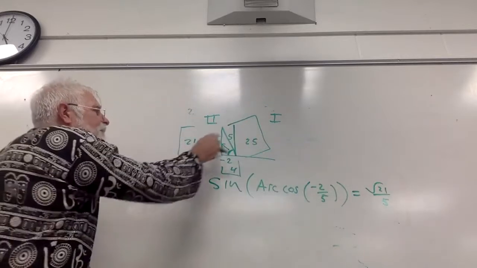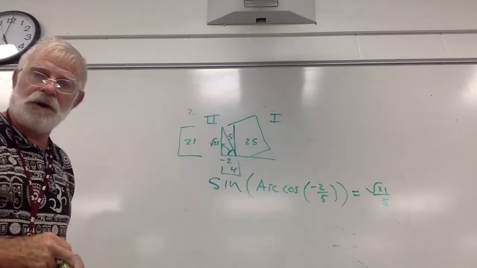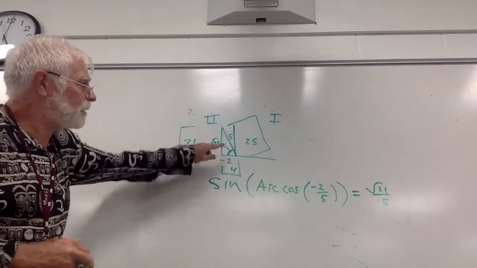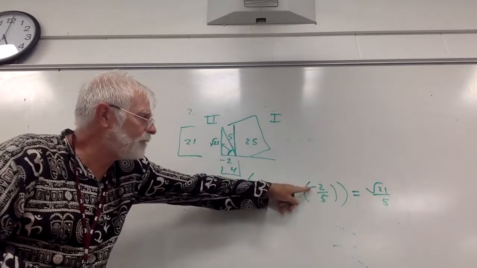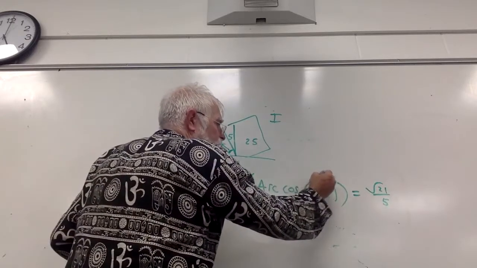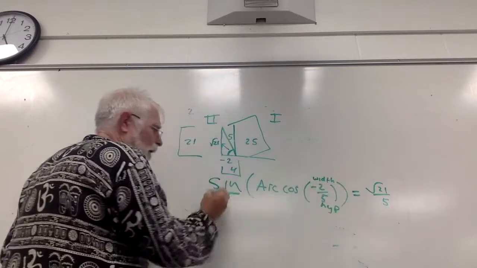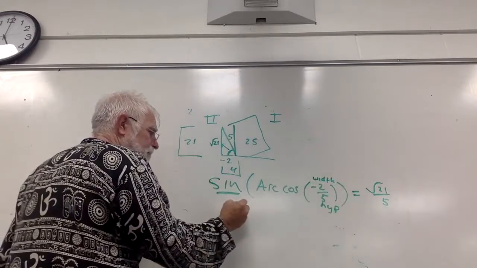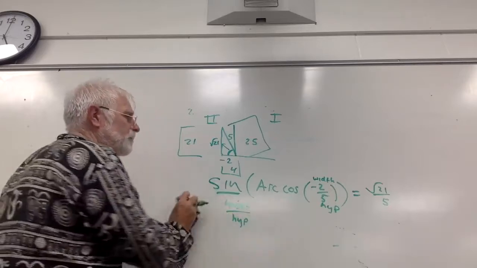That is the opposite to hypotenuse ratio. We're not in a unit circle, so I don't want to make that a 1. Okay, I'm going to go by strict definition. Opposite, arc cosine, so this is width. This is the width divided by the hypotenuse, and we're after the what? The height divided by the hypotenuse. Okay, all right.